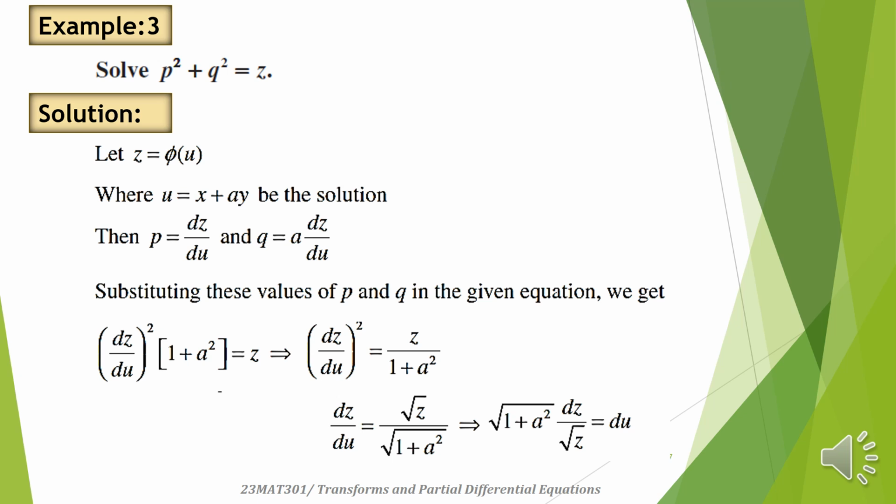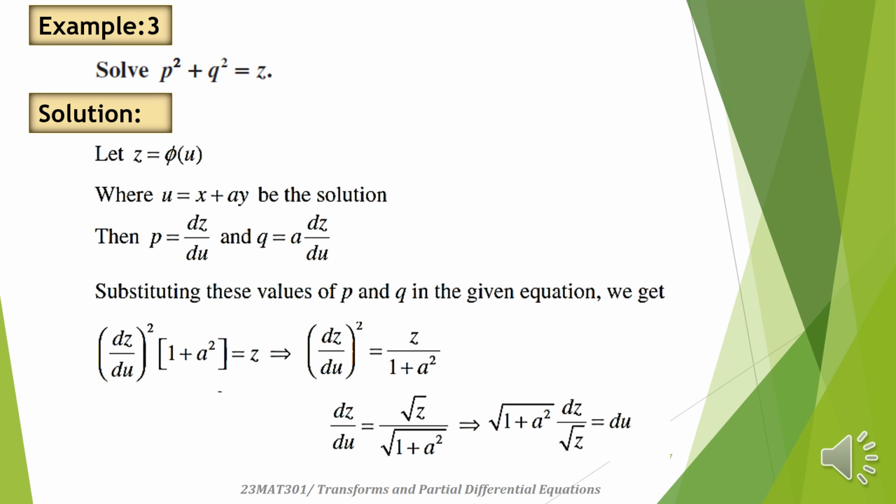So I'm taking dz by du the whole square outside into 1, because in p there will be just dz by du the whole square. If I take that outside, it becomes 1 plus a square into dz by du the whole square. So if I take that outside, a square alone remains inside. On taking dz by du the whole square outside, I'll get 1 plus a square is equal to z. Now dz by du the whole square is equal to z by 1 plus a square. To cancel the square, I'll take roots on both sides. On taking square roots, I'll get dz by du is equal to root z by root of 1 plus a square.